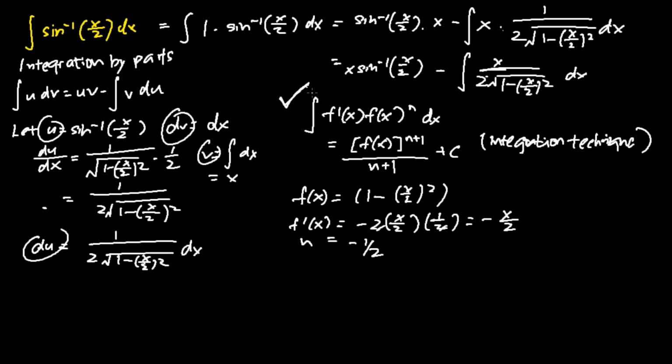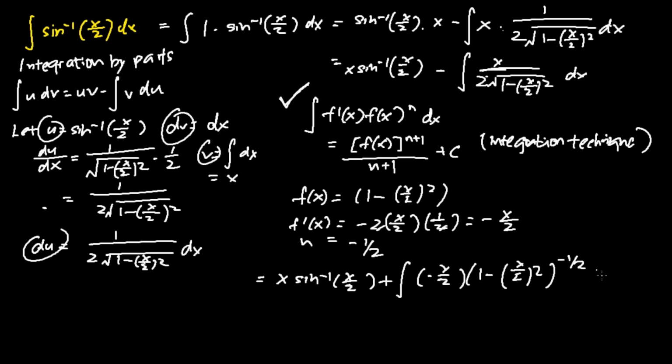Before I apply this particular formula, the first thing I need to do is re-express the second term, which is the integral term. I get the following, which is the integral of negative x over 2, and I bring up my square root, I get 1 minus x over 2 squared to the power of negative half dx. Next, I apply the integration technique. I identify what is my f prime x, which is negative x over 2. And this part itself is my f(x). This is my n. And hence, I apply the integration technique.